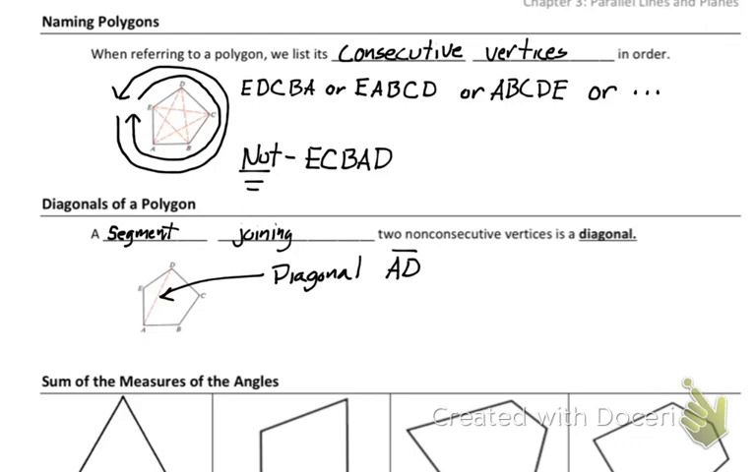So from this point, I could draw another diagonal. From this one, I could draw 2. From this one, I could draw 2. From this one, I could draw, well, we already covered 1. This one, we can draw 2. All right? So from each of these vertices, we can draw 2 diagonals from it.